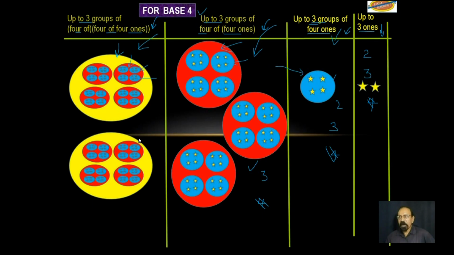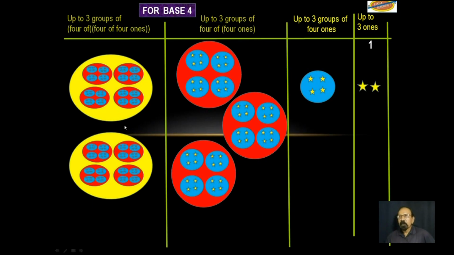So let us say we are at this point. We have counted this amount of stars. This position here is 1s. This is 4. This is 16 or 4 square. And then over here is 64. That is to say 4 to the 3rd power.